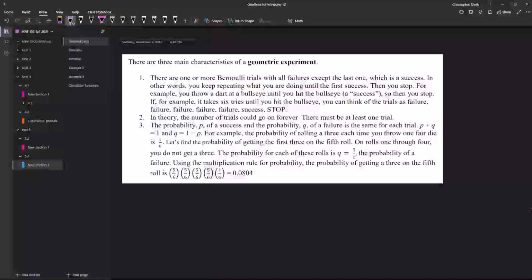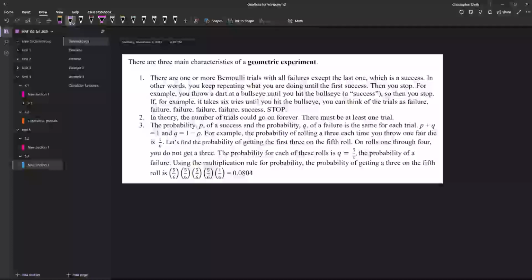The probability P of a success and the probability Q of a failure is the same for each trial. Notice this doesn't say that they are the same as each other. P and Q are not the same necessarily, but P is the same for every trial and Q is the same for every trial. For example, the probability of rolling a 3 each time you throw one fair die is 1/6.